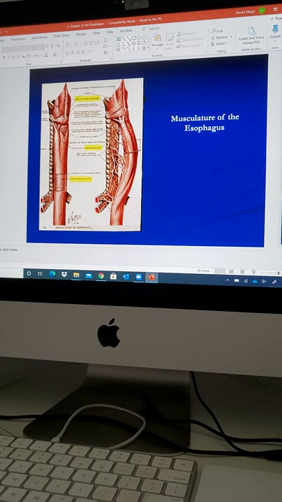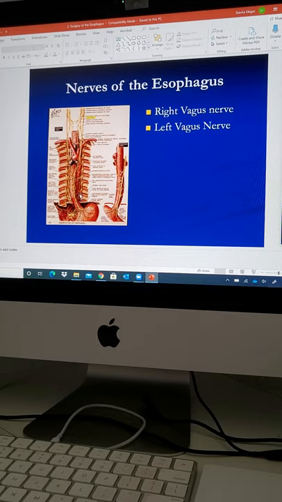This is the drainage. Okay, right and left vagus nerve. Let's go to the next one. What do we see here?